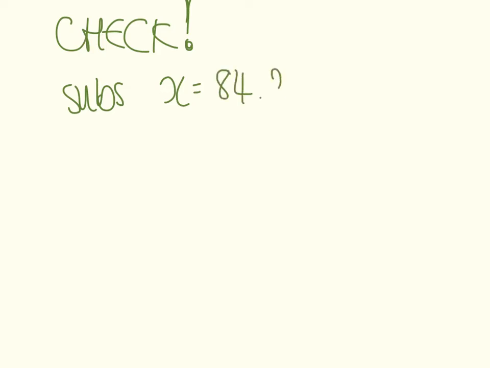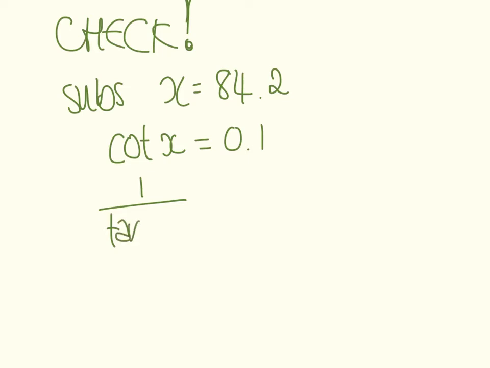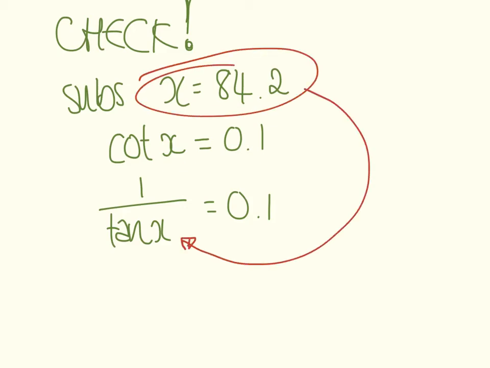You can always check these. Check them just by substituting in your angle. So if you found x equaling 84.2 to cot x equaling 0.1, 1 over tan x is 0.1. That won't be too difficult. Take your 84.2, substitute it into your x value, and check that 1 over tan of that value gives you something approximately 0.1. It won't be exact because we've rounded this 84.2, but make sure you do your checks. No excuses.